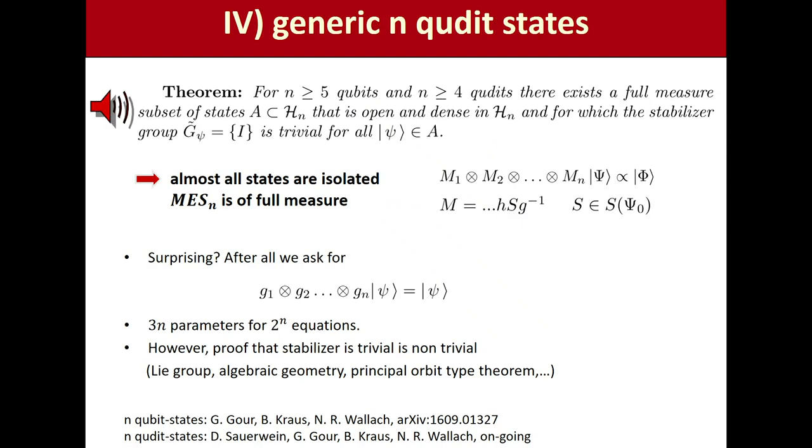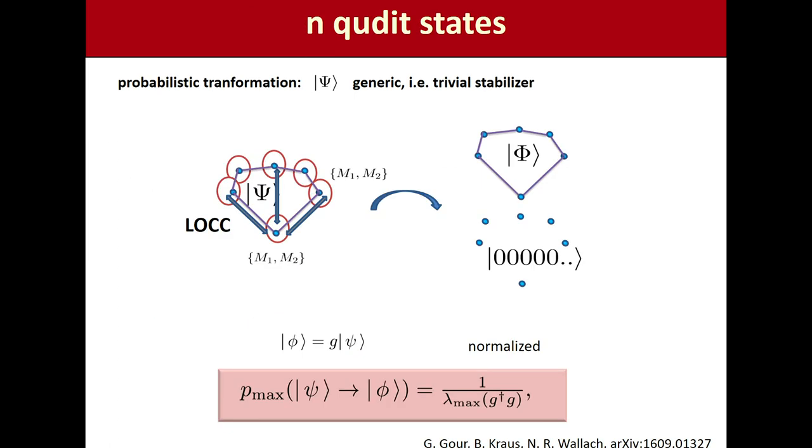And let me come to the generic case. Let me just stress again that you can show generically that the maximal entangled set is of full measure. The way you prove that is by proving that almost all states in the Hilbert space don't have a local symmetry. So the local symmetry of almost all states is trivial. It's just the identity. Okay? Because of that, you cannot do any LOCC transformation, because as we have seen before, the symmetry of the state dictates what kind of transformations you can do. And that's a highly non-trivial result, by the way.